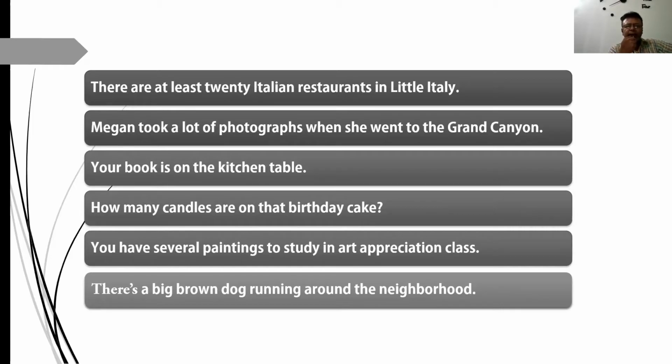How many candles are there? For example, candles. Cake is also a noun, but that is not an example of a countable noun here. You have several paintings. Paintings. Last sentence, there is a big brown dog. We are counting the dog, so it's a noun and a countable noun. And similarly, around the neighborhood. Neighborhood is also considered a countable noun, sometimes.